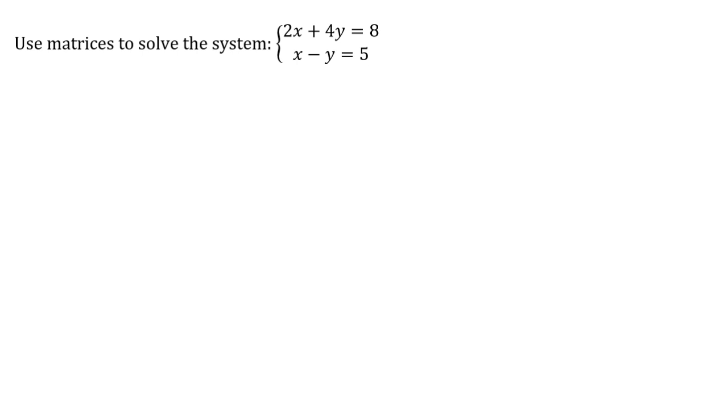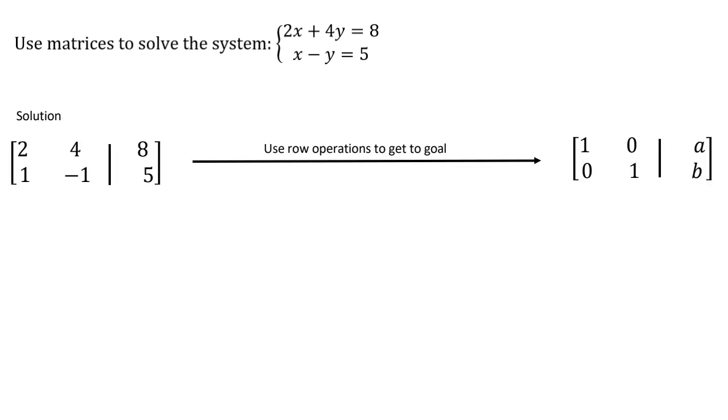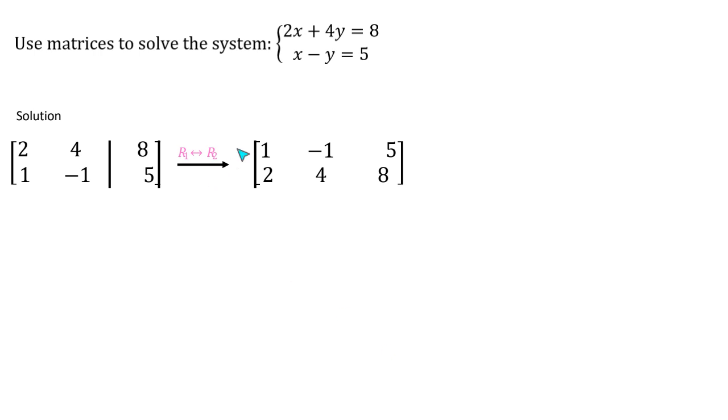So here's our system. So the first thing we're going to do is remember what our goal is. So I always like to write it on the side of my paper just so I can remember what I want it to be. And then we're going to go ahead and write our system as an augmented matrix. So here we have 2 and 4, so that's 2 and 4, and then our constant is 8, and then we have 1, -1, and then 5.